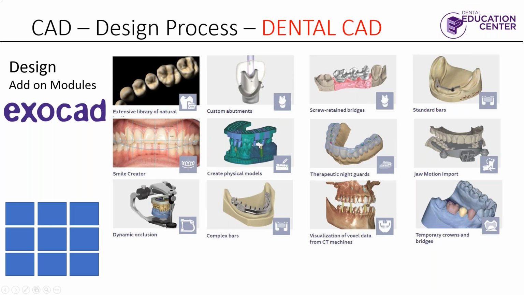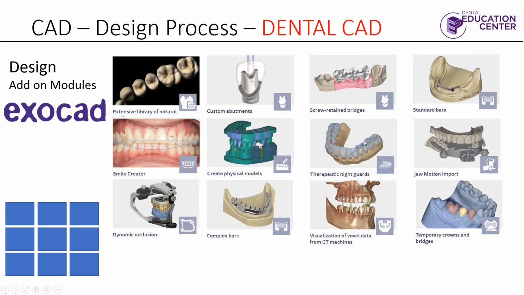Obviously, the natural library. You can design abutments, screw retained bridges, bars, jaw motion software. That's something that's relatively new with the Zebras and other digital articulators that are coming out. Night guards, models, Smile Creator. I'll touch on that really quickly very soon. Articulator models, bars, again, CT, temporary crowns.